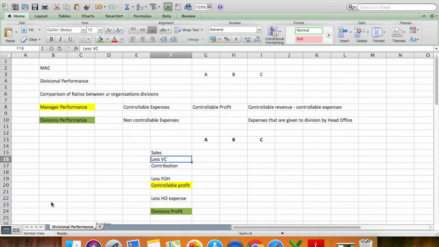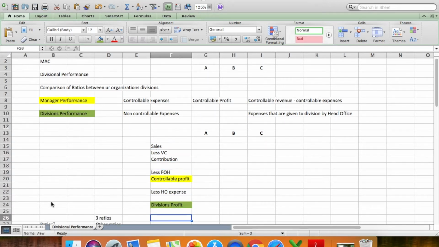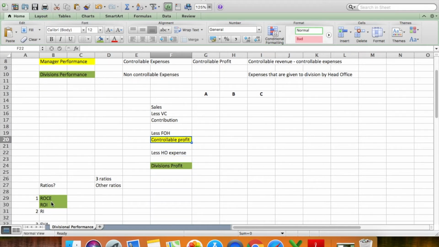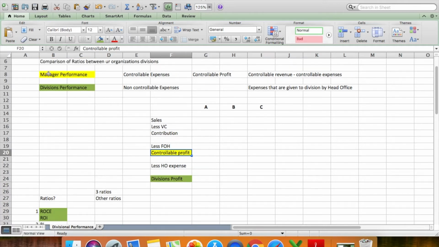Okay. Here we have a format of the division. Revenue or sales less variable cost or cost of sales gives us contribution or gross profit. Less fixed overheads gives us controllable profit. So the first step is to calculate the controllable profit. As highlighted in yellow, that actually shows the manager's performance of the division, right?